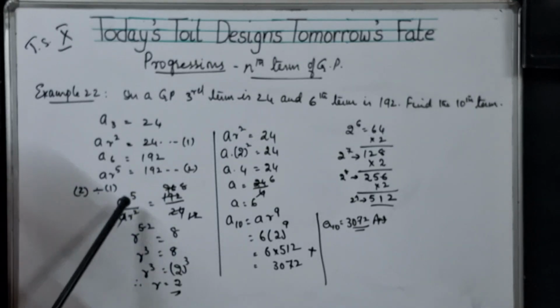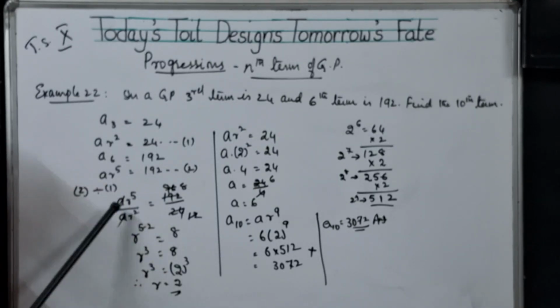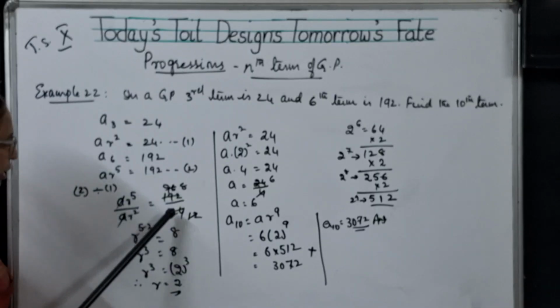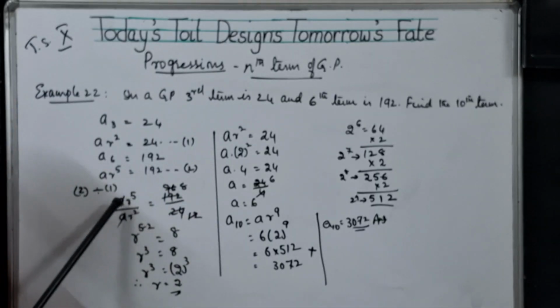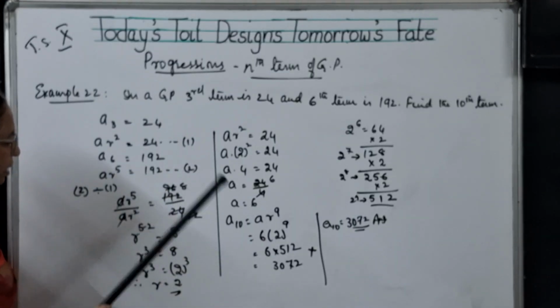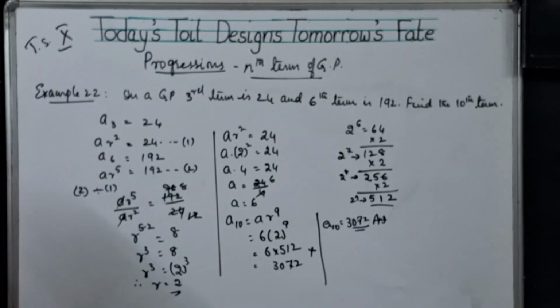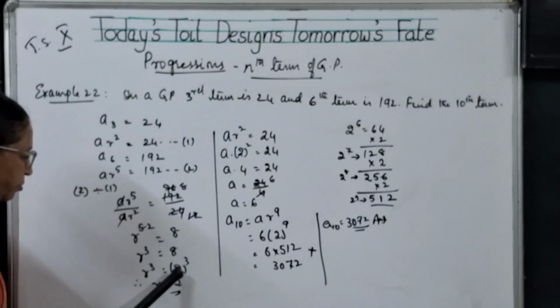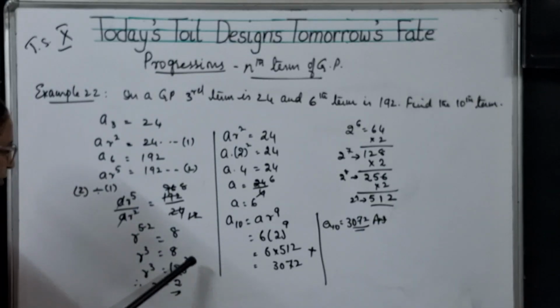So ar to the power of 5 by ar square: a and a will get cancelled, and here 192 by 24. Here the bases are the same and divided, so the powers should be subtracted, and when you simplify I got 8. So r to the power of 5 minus 2 is 8. That means 5 minus 2 is 3, r cube is 8. 8 can be written as 2 cube. When powers are equal, bases will be equal. So r is equal to 2 we have got.